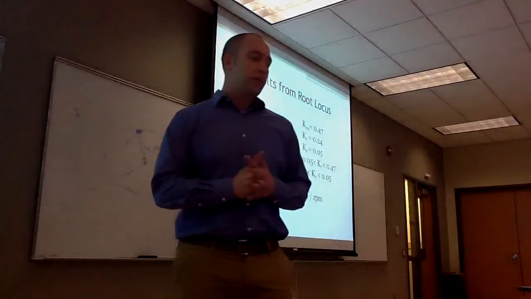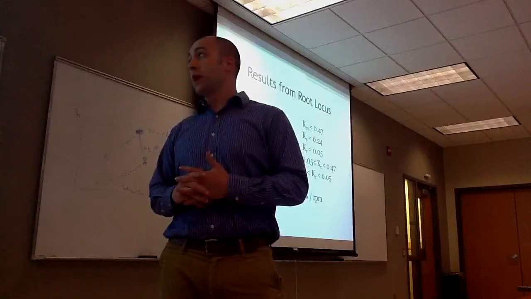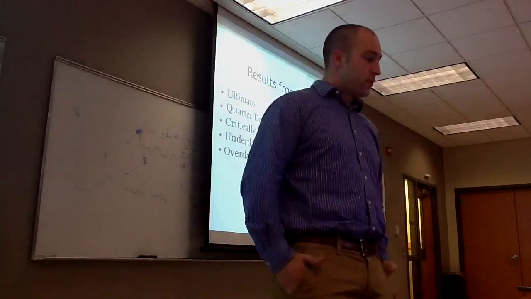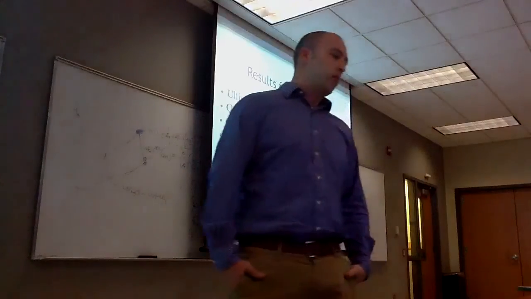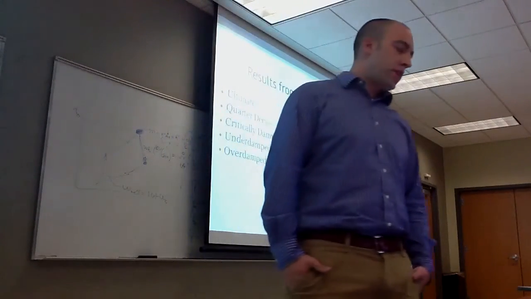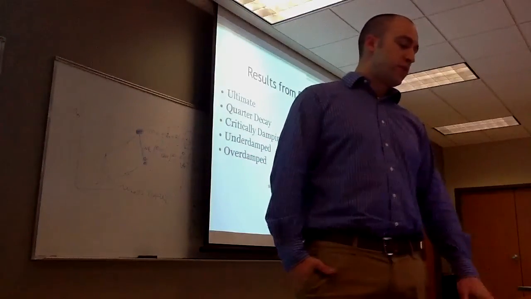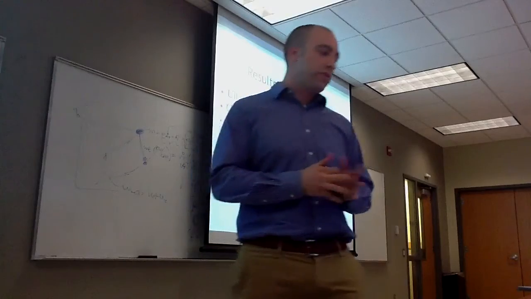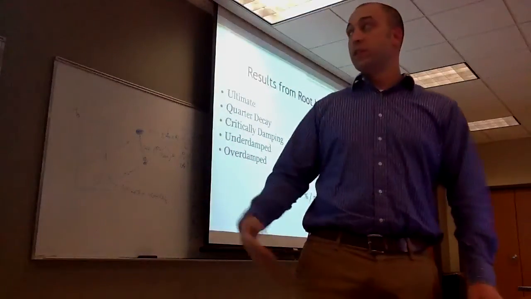Here's the results from root locus. The ultimate gain is 0.47. The quarter decay is 0.24. The critical decay is 0.05. And it's underdamped between 0.05 and 0.47. And it's overdamped if it's less than 0.05.